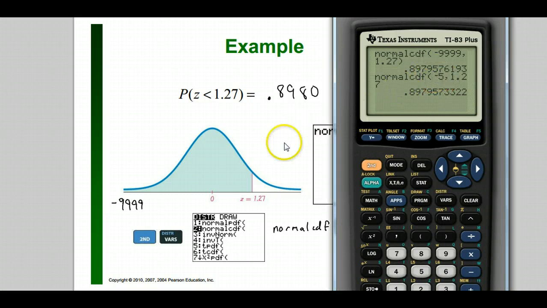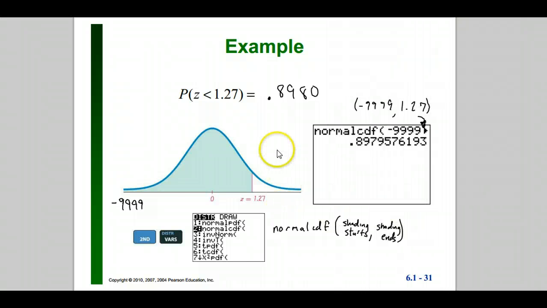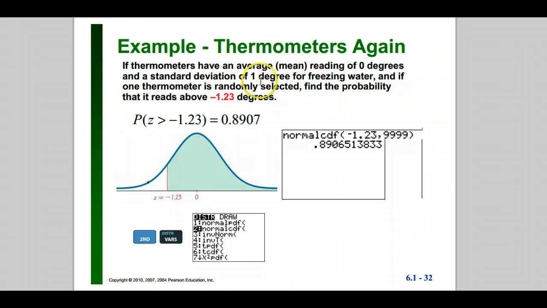Again, it just has to be farther away from the mean than 5. Even if you use negative 5 or negative 10 here, it'd be fine. But because we're going to change things later, go ahead and get in the habit of using the nines, a bunch of nines. Same thing for the problem where I'm finding the probability z is less or greater than 1.23. I don't have to do 1 minus or anything. I just plug in the lower number as negative 1.23. The upper number now is positive 99999 because we're going up to the right tail.